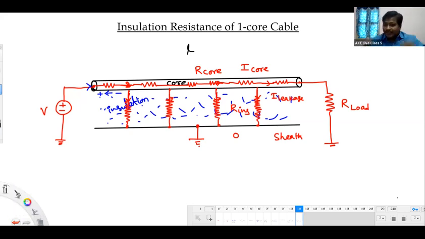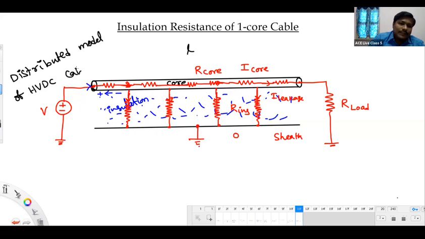Of course, first, before asking the question, I will tell you, is it a distributed model of cable? All of you please tell me. Yes or no? Yes, it's a distributed model of cable, but for DC supply. Distributed model of HVDC cable at steady state. Okay, you tell me please.